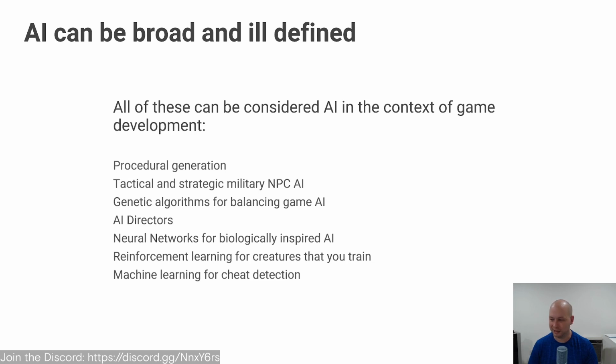Tactical and strategic military NPC AI: you're playing a game, and how does the enemy maneuver its troops and respond to your actions and perhaps the actions of other entities in the game. We've got things like genetic algorithms to balance the game. So sometimes you're using AI to actually design games in the first place, so you don't even see the AI because it's done before they even ship the game. AI directors, which are essentially directing the behavior of different agents in the game, and we've got neural networks now. This is starting to actually happen in shipping games.